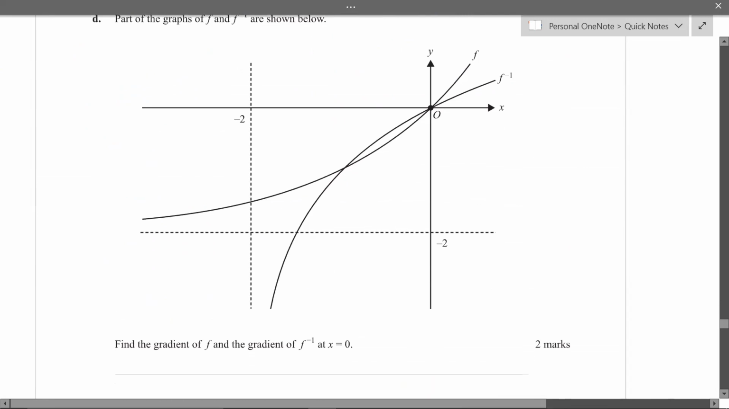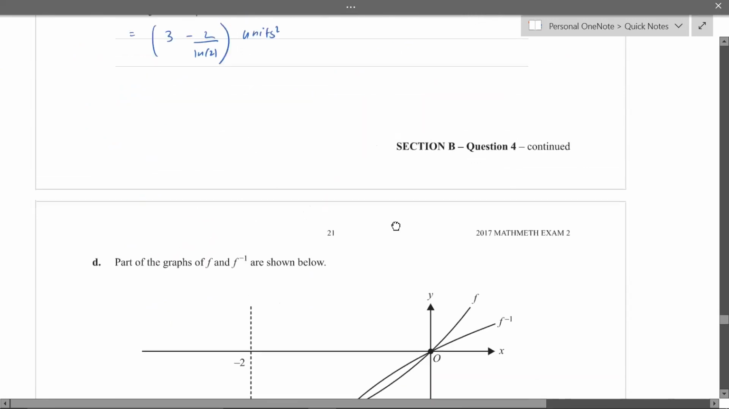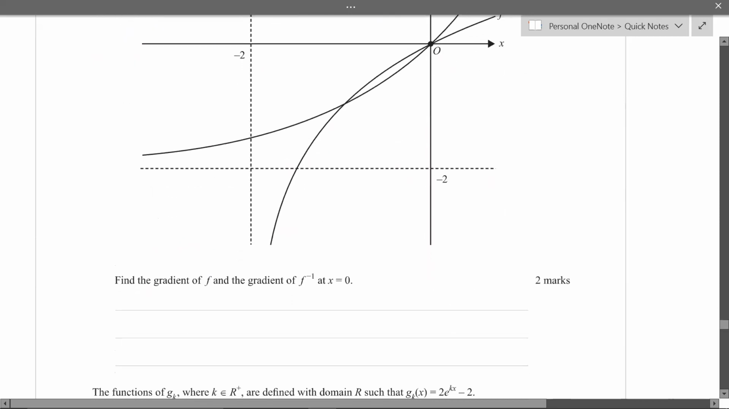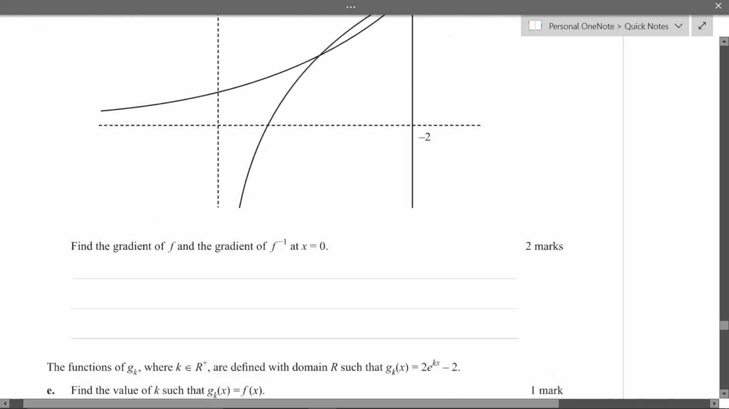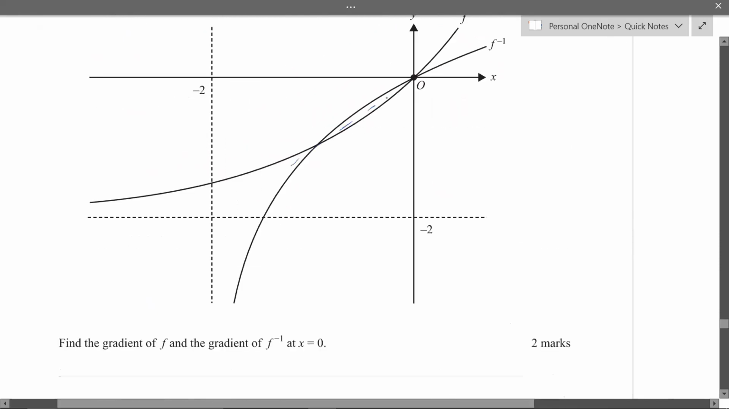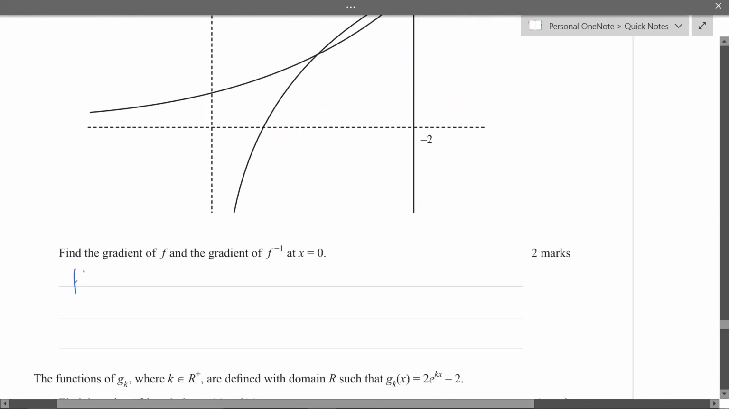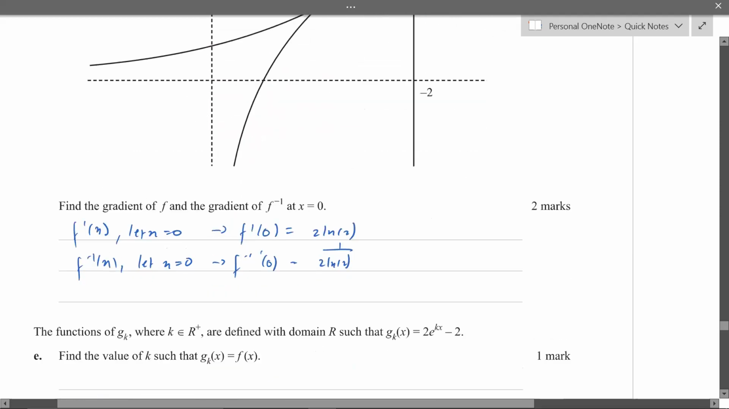This question is showing you f and f inverse, and it's asking you to find the gradient of f and the gradient of f inverse. Don't be tricked by knowing that they both go through y = x, because just because they do that doesn't mean they have the same gradient at this point. So make sure you differentiate both of them and let x equal 0. You can just do this on your CAS. For the first one, you should get f'(0) = 2 ln 2. For the second one, f inverse'(0) = 1 on 2 ln 2. And that's it.